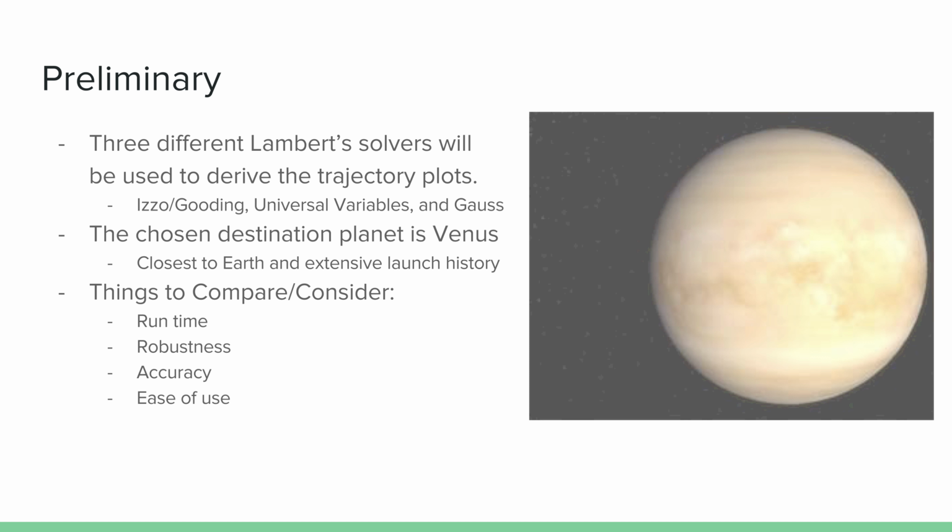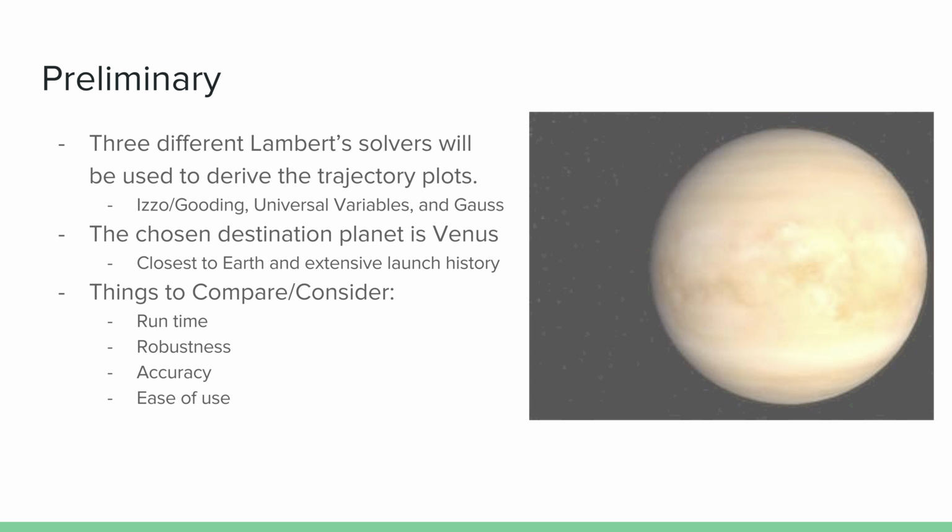So now onto the meat of the project. I wanted to look into three different Lambert solvers, those being Izzo-Gooding, universal variables, and Gauss. These were chosen to compare because they're extremely different in how they work and in the methods that they use.